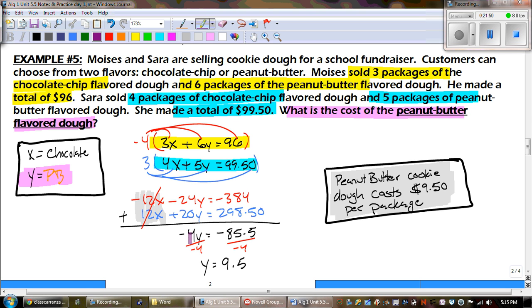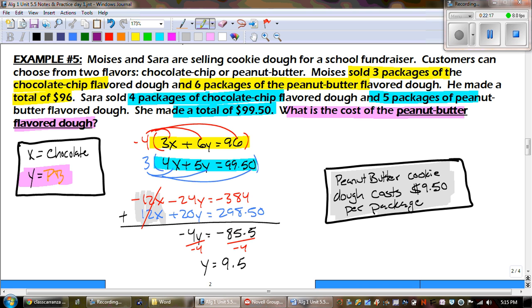The X's cancel. I get -4Y equals -85.5. Divide both sides by -4, and I get that y equals 9.5. Now, when I'm plugging that back in, remember we're talking about money. So that's why I wrote that the peanut butter cookie dough costs $9.50 per package. Okay? With money, we're always talking about two decimals.